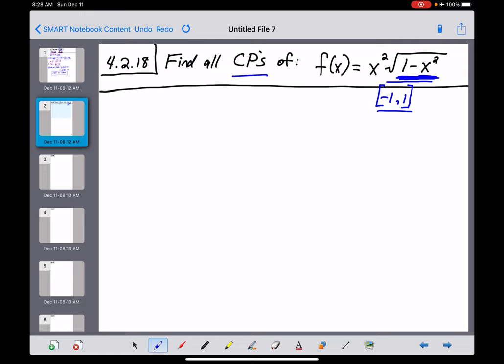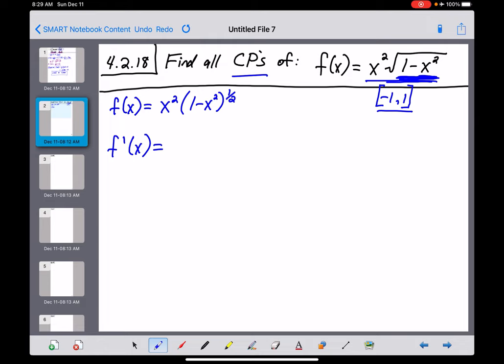The definition of a critical point, everybody, a value for which your derivative is either equal to 0 or undefined. So we need to find f prime of x, and let's get to it. This is going to require the product rule. I probably should rewrite f of x before I dive in here, guys, as x squared multiplied by 1 minus x squared to the 1/2 power. All right, that's easier to deal with than the square root.